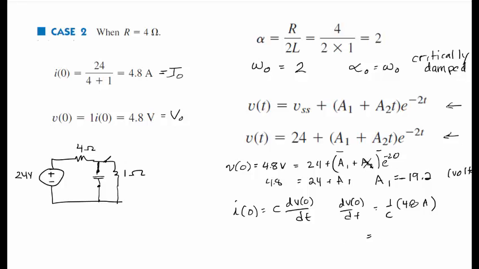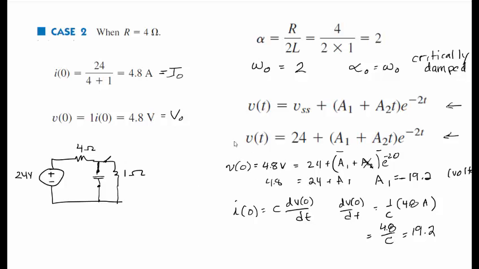So I calculated 1 over C. I forgot what C was. Looking back here for a second, oh, it's a quarter of a farad. So we have 4.8 divided by C, which will equal 19.2. So now we have that, dV(0)/dt is 19.2.